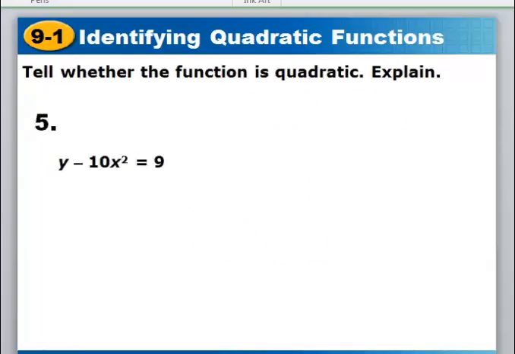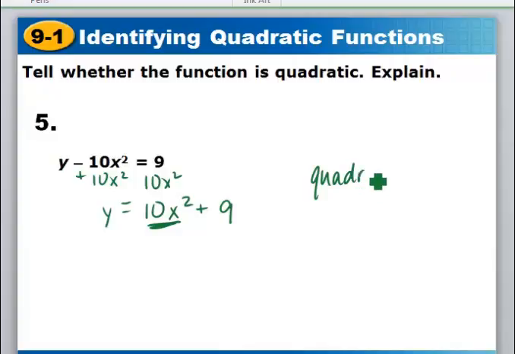On my next example, I could put it in that typical form, ax squared plus bx plus c, to see whether or not it's quadratic. But I really don't even need to do that necessarily because there is only one x squared term, and since there is an x squared term, it is a quadratic. So this is a quadratic because there is an x squared term.